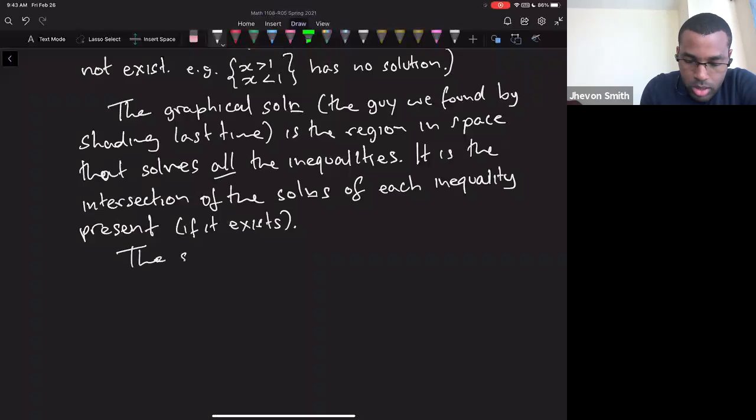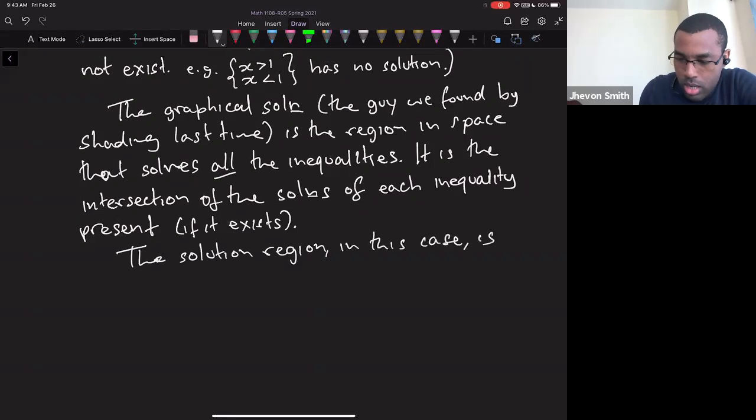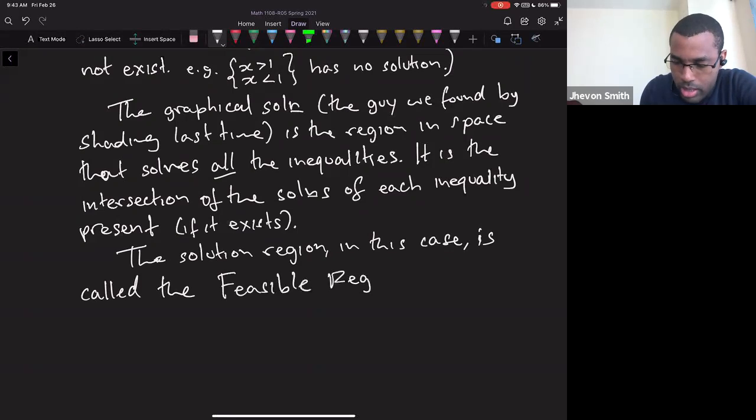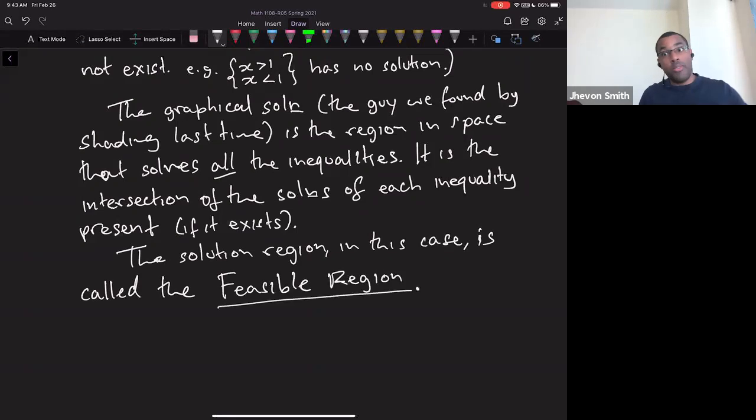The solution region in this case is called the feasible region. This is what we call it whenever we're talking about systems of linear inequalities. When someone says, find the feasible region, it's really like a solution set, but it's the solution set that satisfies all inequalities at the same time, right? So that's called a feasible region.